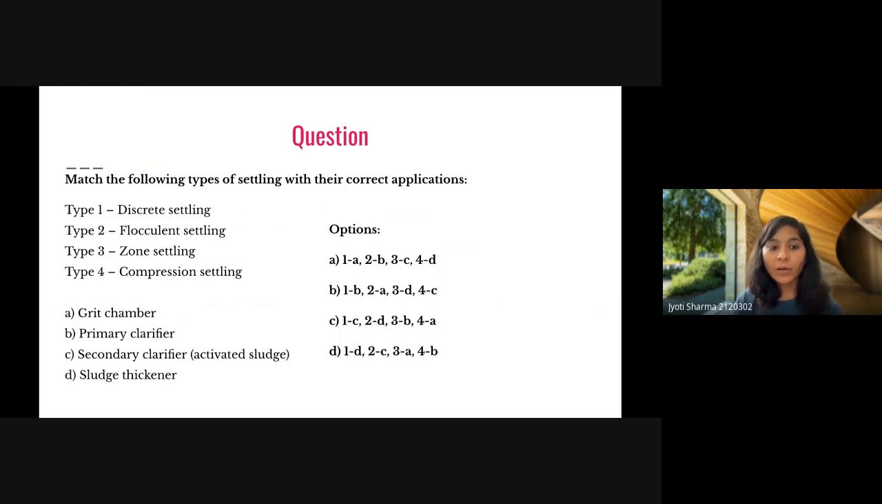So we have different zones or regions for different types of settling. We may have discrete settling, flocculent settling, zone settling, and compression settling. And different settling takes place in different chambers or clarifiers. It can be a grit chamber, a primary clarifier, a secondary clarifier, or a sludge thickener. So can you give me the correct type of settling with its correct application? What type of settling is needed at what place?